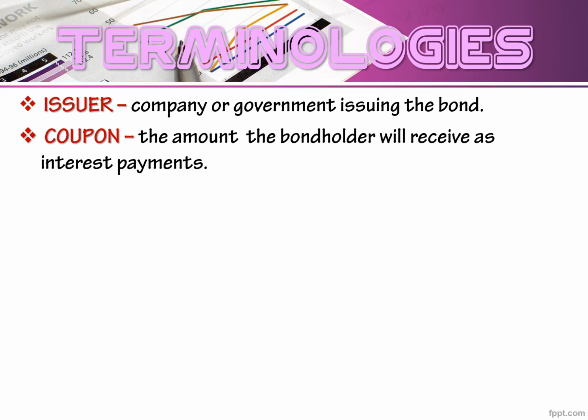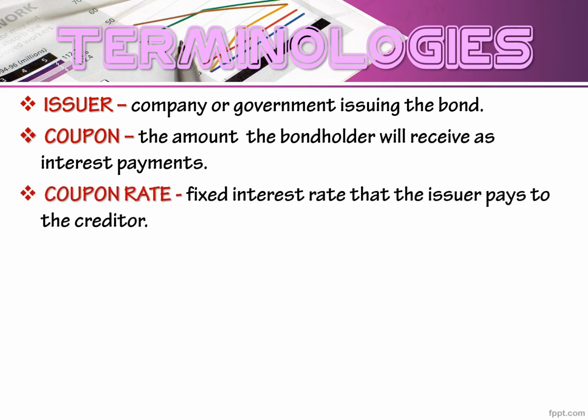Now it is called such because in the past, there were physical coupons on the bonds that you would tear off and redeem for interest. Okay? You also have the coupon rate, which is the fixed interest rate that the issuer pays to the creditor. So this is usually expressed as a percentage of par value. If the par value is 1,000 and the bond pays 10%, then it will pay 100 pesos interest a year.